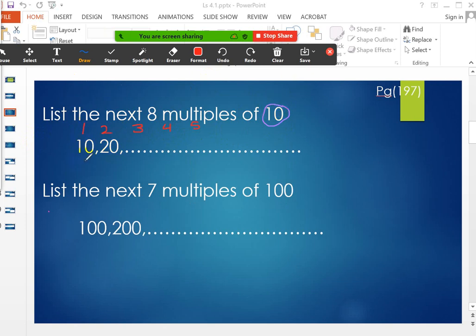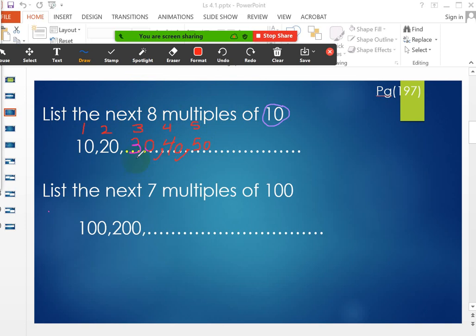10 multiply 1 equals 10. After that, 10 multiply 2 equals 20. Now, 10 multiply 3 equals 30. Okay? 10 multiply 4 equals 40. 10 multiply 5 equals 50. So I have to find the next 8.